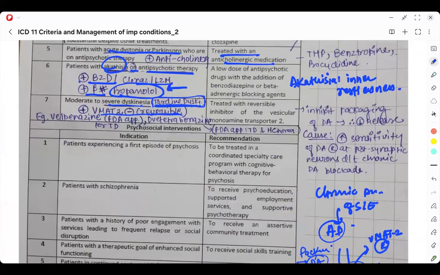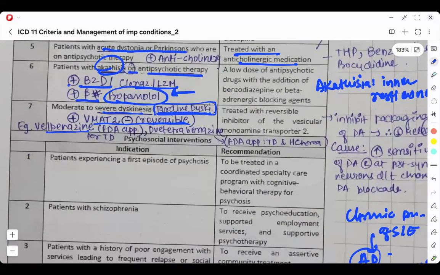All right. And the examples of these are valbenazine and deutetrabenazine. Valbenazine is FDA approved for tardive dyskinesia, and deutetrabenazine is FDA approved for both tardive dyskinesia and Huntington's chorea.